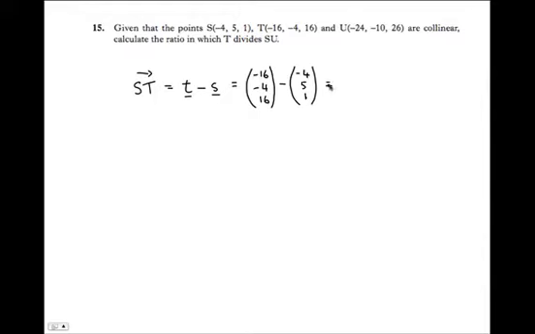And it's now just a wee bit of arithmetic to do the resulting component. Minus 16 minus minus 4, that's minus 16 plus 4 is minus 12. Minus 4 minus 5 is minus 9. 16 minus 1 is 15.